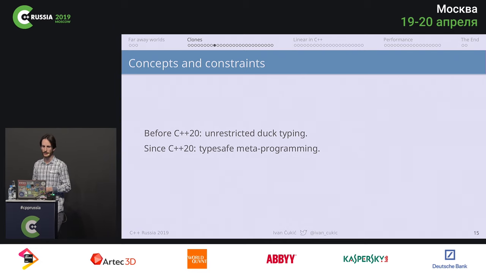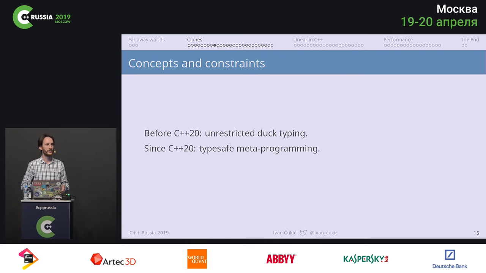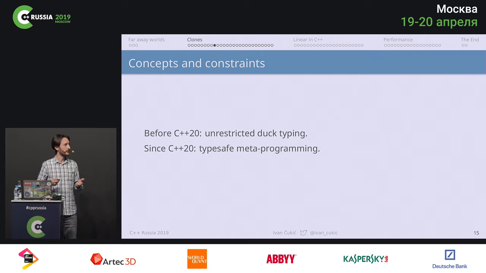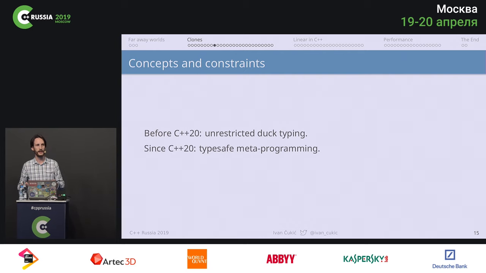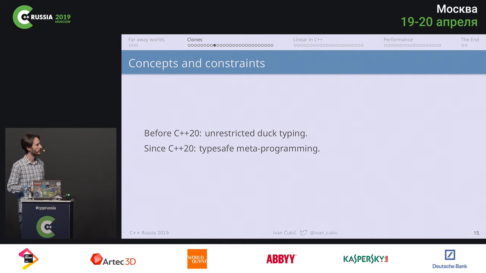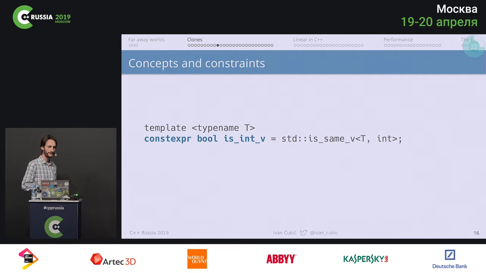So before C++20, template metaprogramming was strictly a duck-typed language. You can think of dynamic typing from Python or something else. With C++20, we got a new beautiful feature called concepts that allows us to create restrictions in the duck typing, which kind of makes it a type-safe language a little bit more than it used to be before.